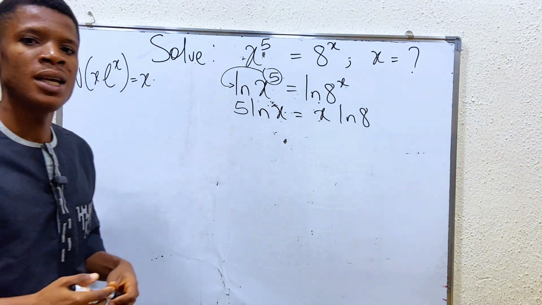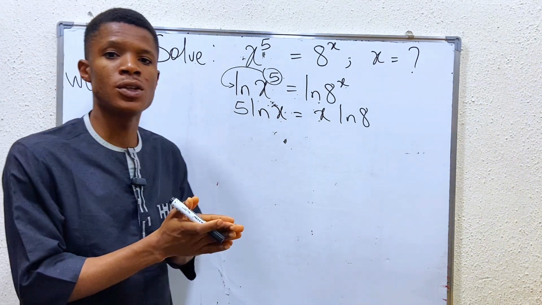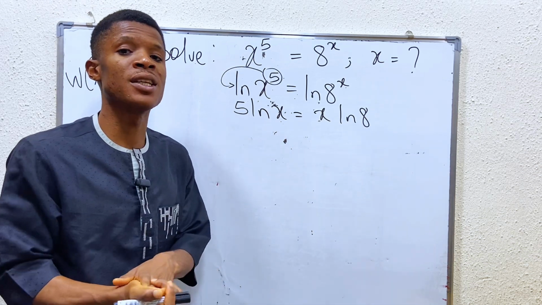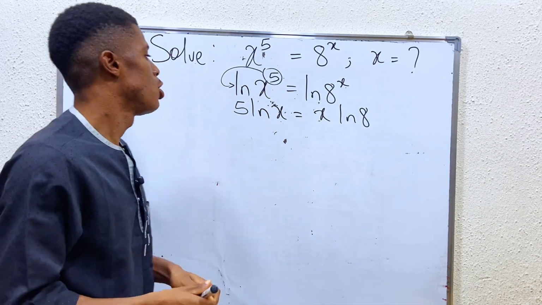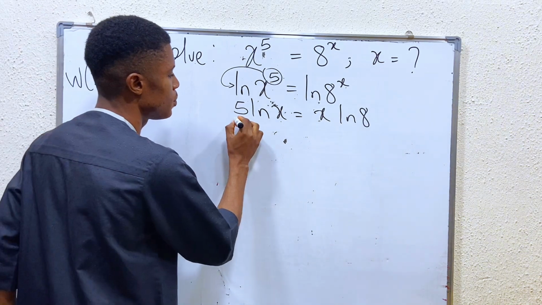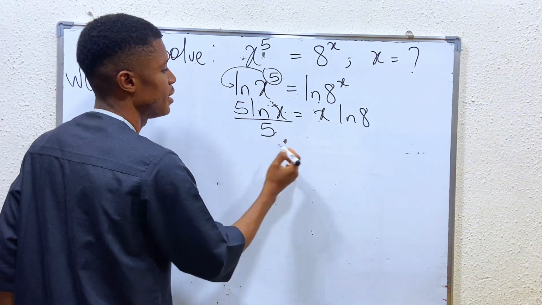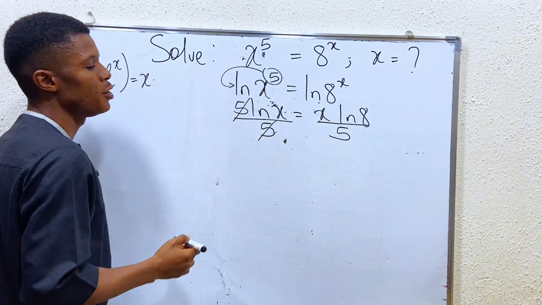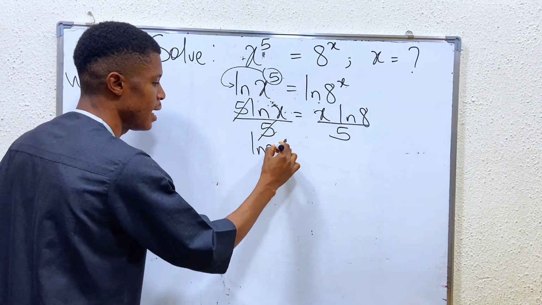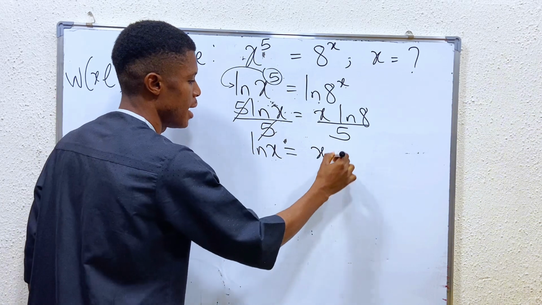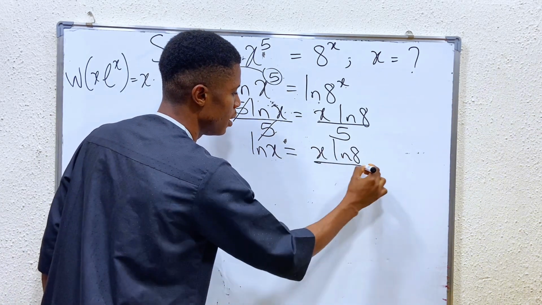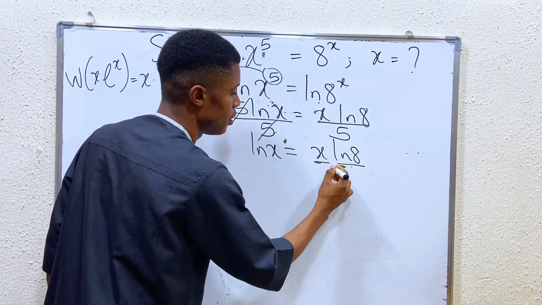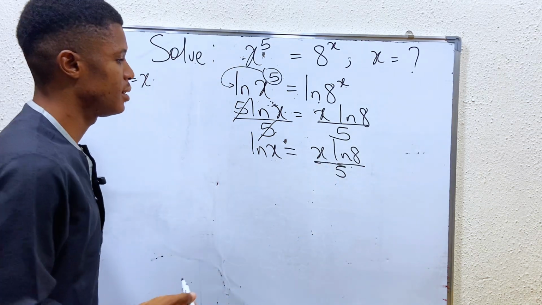Since we have this now, our goal is to simplify this to bring the variables together and also bring the constants together. To bring the variables together, the first thing we do is divide through by 5. If you divide by 5, what do you have? You have ln x = x ln 8 over 5. So we still have x.